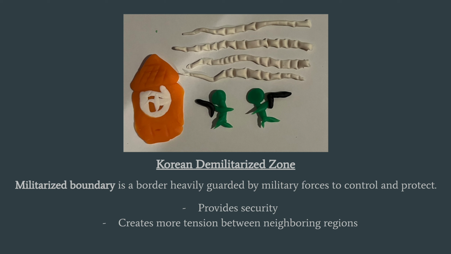Next is the militarized boundary, which basically is guarded heavily by military forces. A great example is the Korean demilitarized zone, which is the border between North and South Korea, and like the picture, the soldiers are holding guns, and there are a lot of military groups there trying to guard the border.